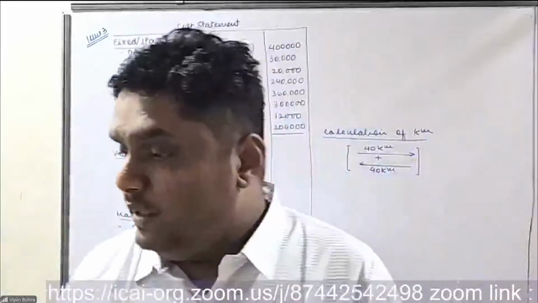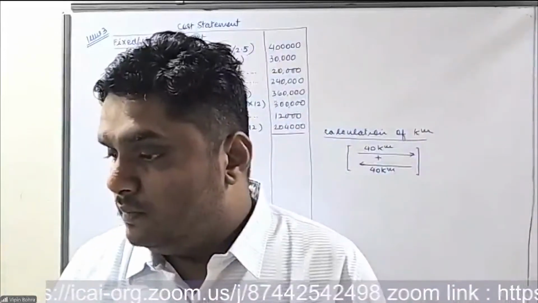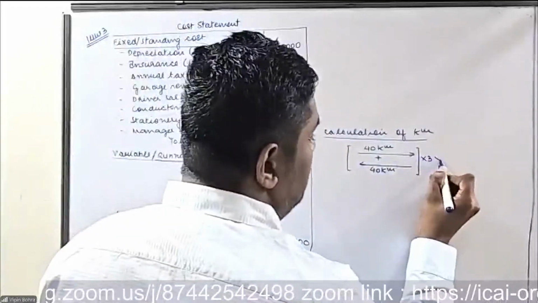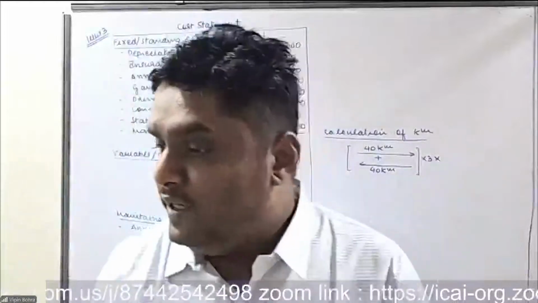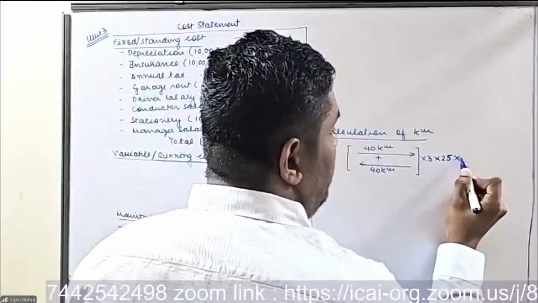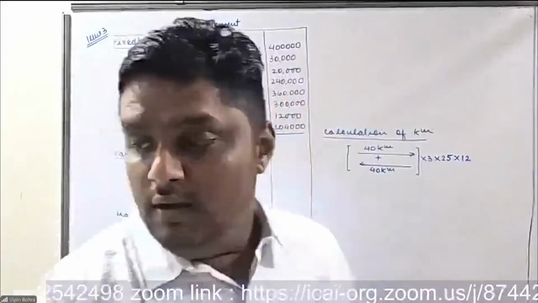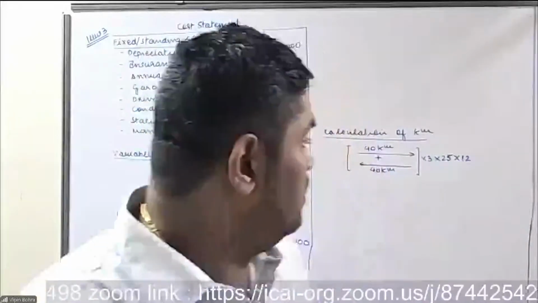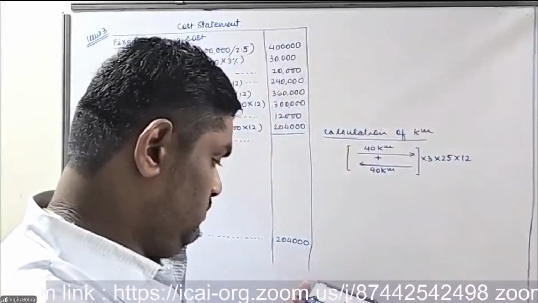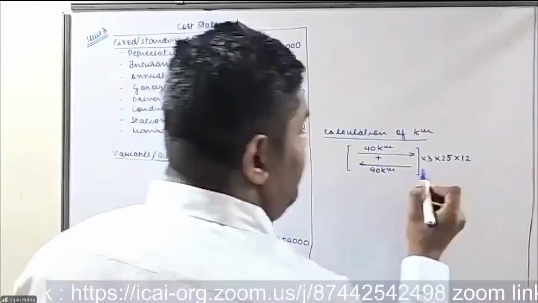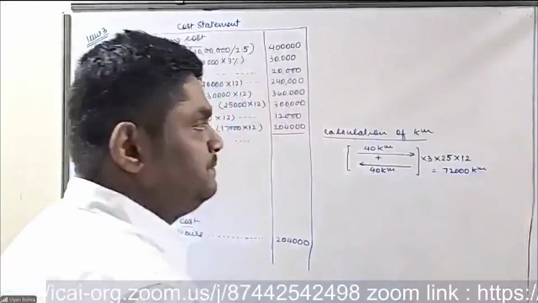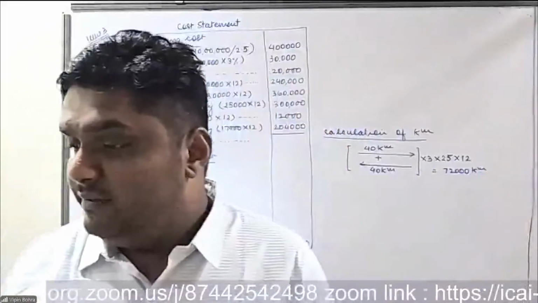So in return journey also 40 kilometers. Into how many times in a day? 3 round trips in a day. Into the number of days in a month, it is given 25 days in a month, into 12 months in a year. So we'll get 72,000 kilometers.